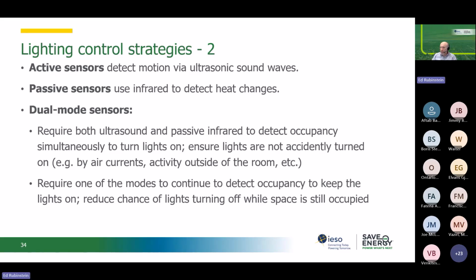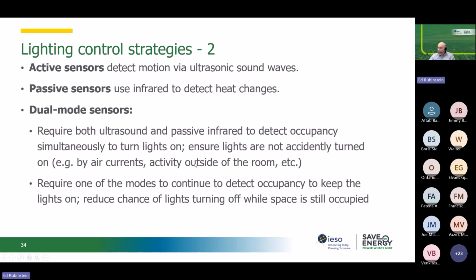Passive sensors detect heat. As long as you're not really, really cold, they'll detect heat changes to detect occupancy. But again, the line of sight has to be direct, so it's really easy to get something in the way of it too. So what you often get are dual mode sensors. The best in class, to make sure the lights are not turning off on people in the spaces, are dual mode. They have both ultrasonic and passive infrared sensors. The lights will turn on, and as long as one of those is detecting occupancy, the lights will remain on. As soon as both are not detecting occupancy, the lights will turn off.